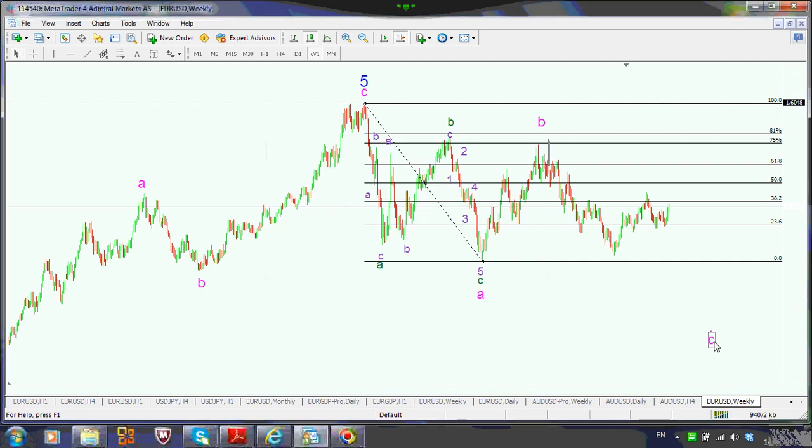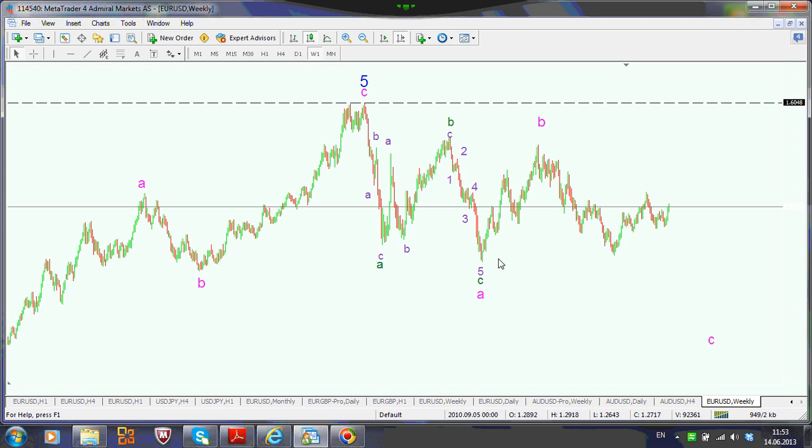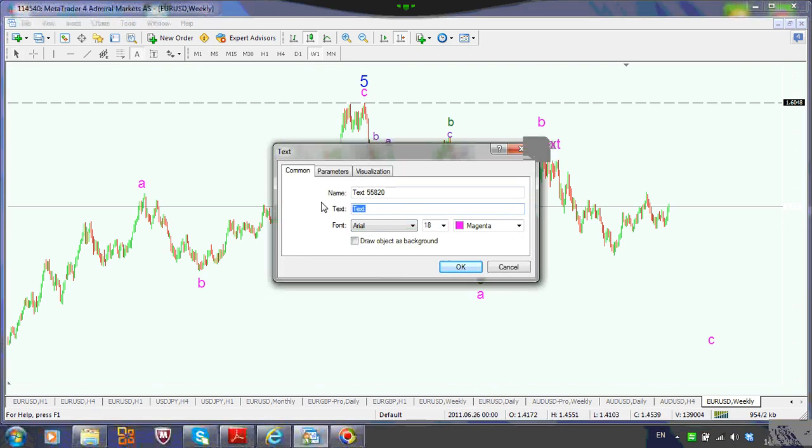So we have a flat scenario for this correction. Now let me take the Fibonacci retracement out of here because I want to have the chart as clear as possible in front of me. So let's write here that this is 75%, or almost 75%, retracement equals possible flat scenario. Now let me make this one smaller.